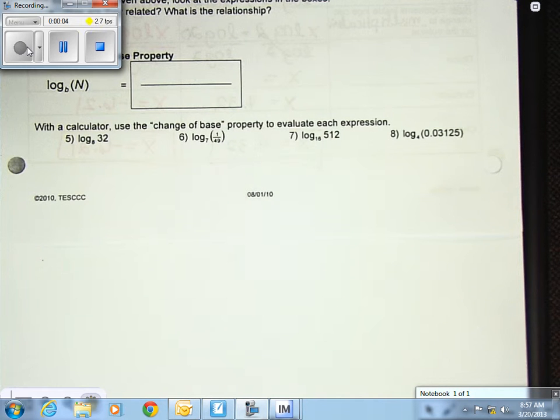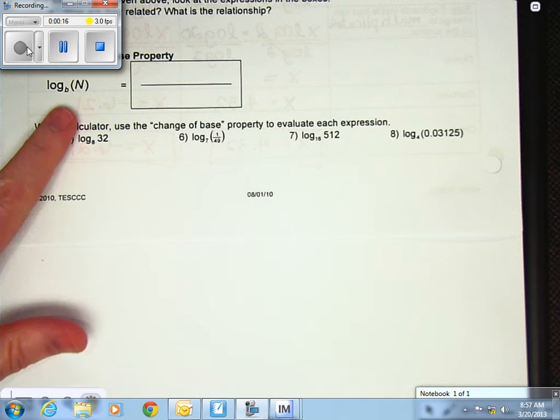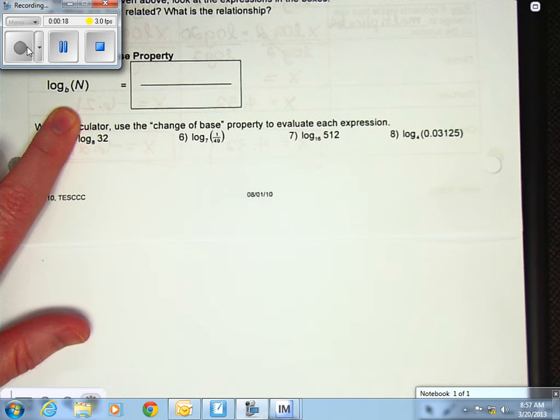Haven't realized it, we've just developed something that is called a base changing formula. And it lets us convert every base of every logarithm into a base 10 so that we can work it. So here is a generic form, log base b of n.